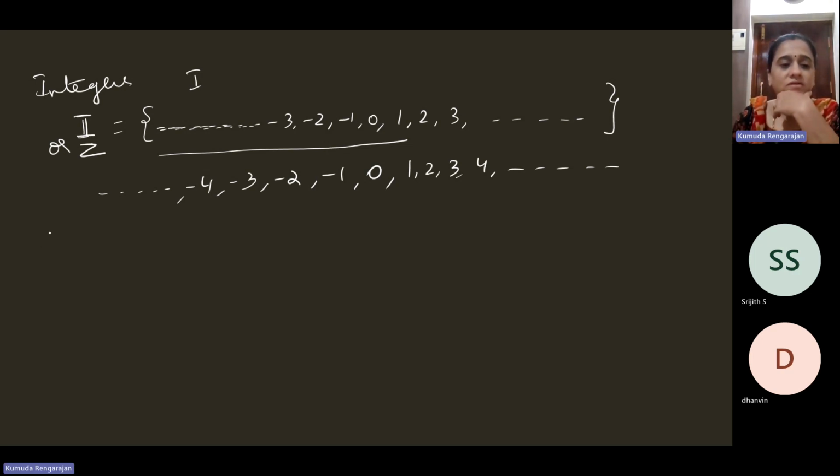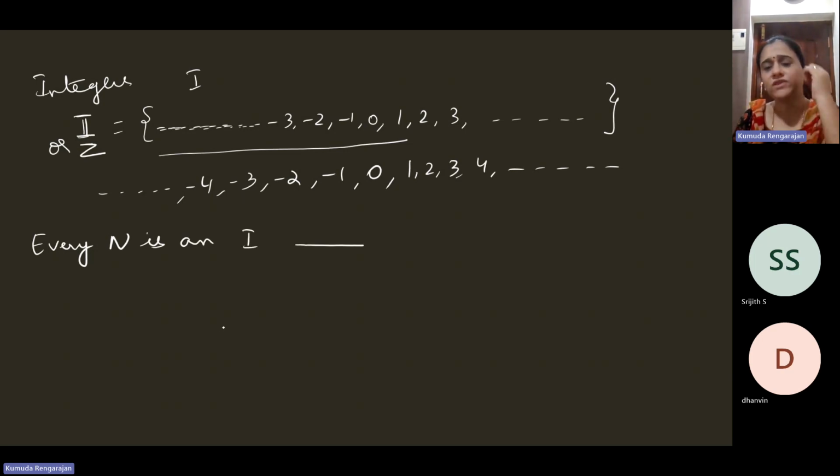So every natural number is an integer. True or false? Look at the collection and say, every natural number is an integer. Is every natural number an integer? Yes, ma'am. See the collection of integers. Do you see every natural number? Yeah, we see all the natural numbers. Every natural number is an integer.